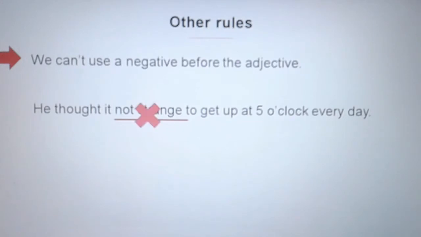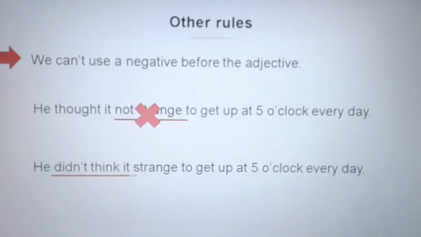So we need to change that sentence into, he didn't think it's strange to get up at 5 o'clock every day. So instead of using not after preparatory it, we need to use the negative part after the subject. So change the main verb into negative. From thought, positive, we change it into didn't think, and then followed by preparatory it, and we use the adjective strange.